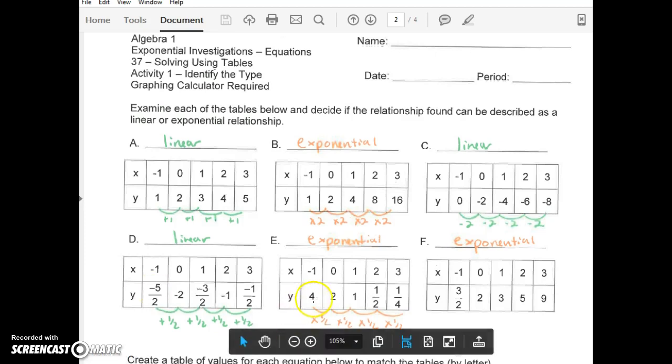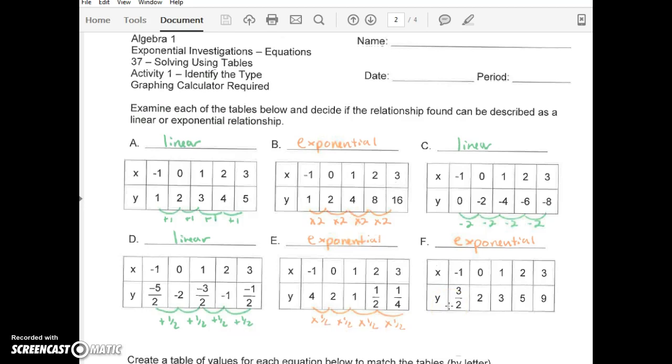And then E, we have 4, 2, 1. We're multiplying by 1/2, or dividing by 2 is another way to think of it. But that's going to be an exponential relationship. F is the tough one because we're not really adding anything, and we're not really multiplying by anything, because something's happening with this equation. But let's take a look at it.